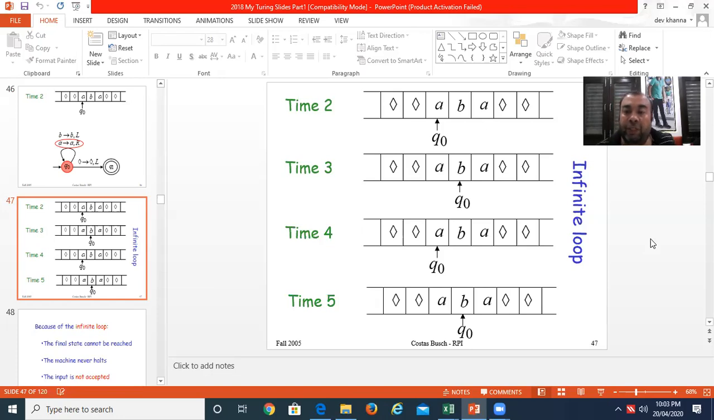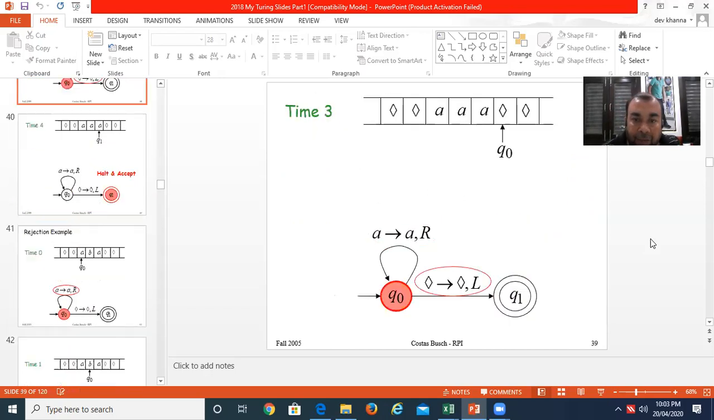And this proves this is the example of infinite loop. This is the example of hanging of the machine. And this is another way of proving that the machine does not accept all the input that we have just seen. What is the difference?